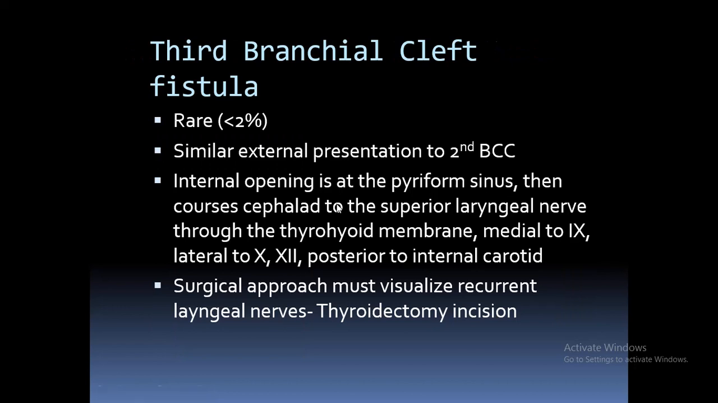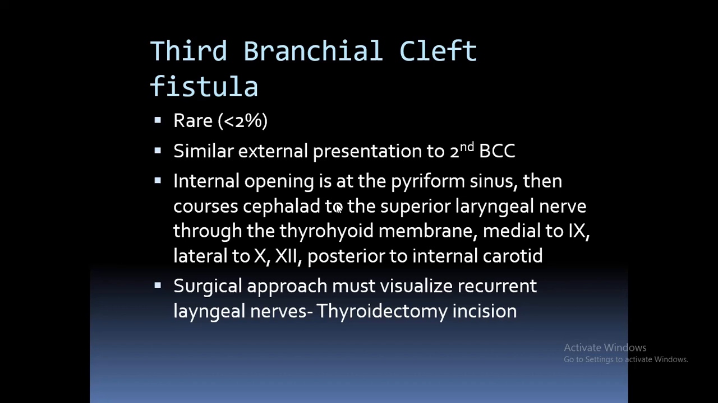Then the third branchial cleft. These are very rare, less than 2%, and usually present with a similar external presentation to the second branchial cleft fistulas. Internal opening is at the level of the piriform sinus. Then it courses above the superior laryngeal nerve through the thyroid membrane, usually medial to the glossopharyngeal nerve and lateral to the vagus and hypoglossal nerve, and posterior to the internal carotid artery.